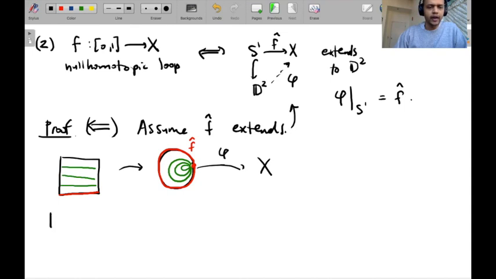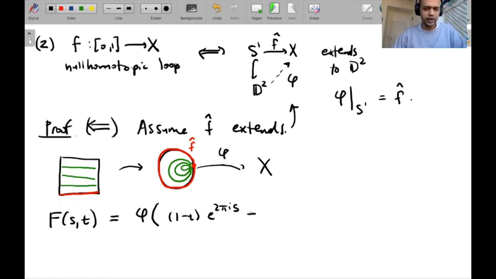Okay, so this suggests defining F of S comma T, this is the homotopy, to be phi of (1 minus T) e to the 2 pi I S plus T. So this first piece is mapping to the circle of radius 1 minus T, but then we shift by T so that all the circles are tangent to this point here.